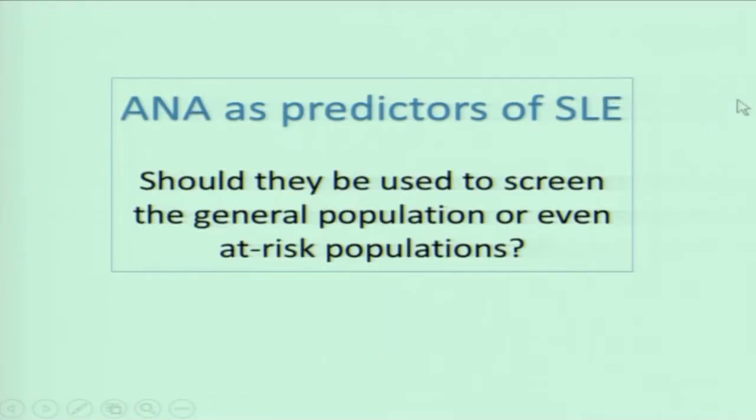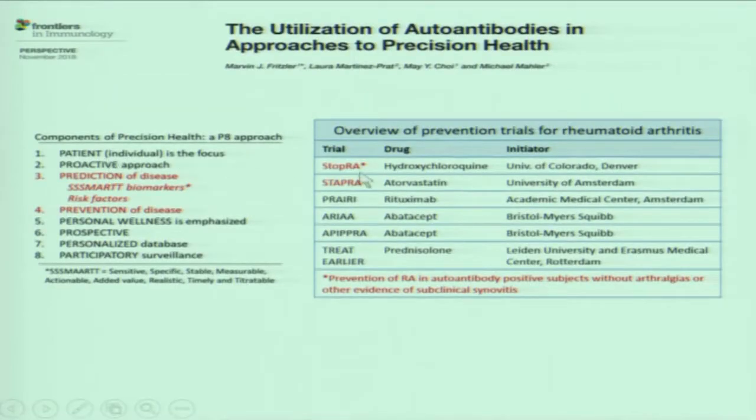So let me just take 5 minutes to close this down and go back to sort of contradict myself in a way. So we are saying that we shouldn't be using ANA for screening of the population. But we are in the era of predictive medicine and personalized medicine. So are things changing to the point that we should actually screen the general population or even populations at risk to decide who is going to develop lupus or similar diseases?